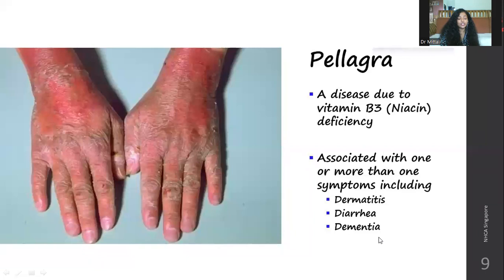And these rashes which you see are usually seen on the extremities, either upper extremity or lower extremity, hands or feet. On the extremities only these kind of lesions, pellagral lesions, are seen.